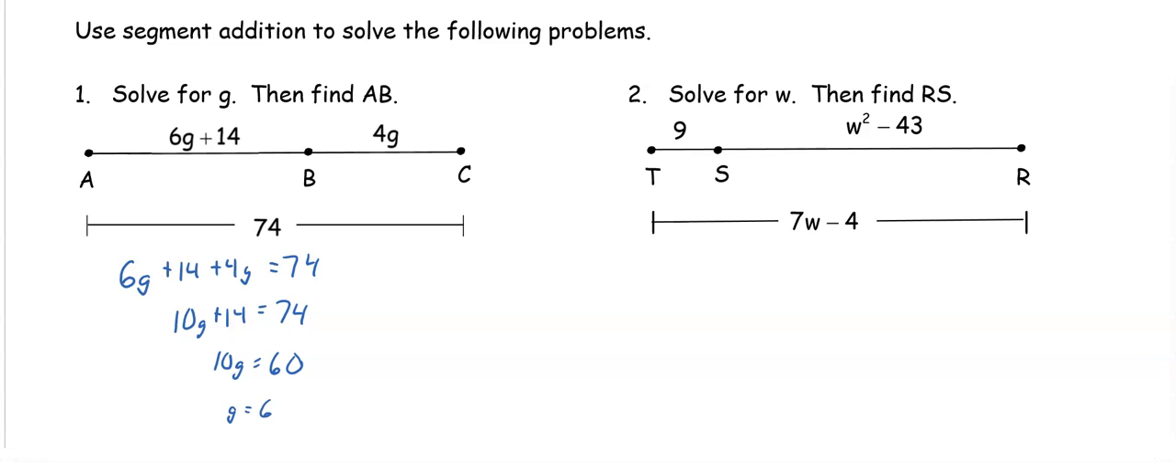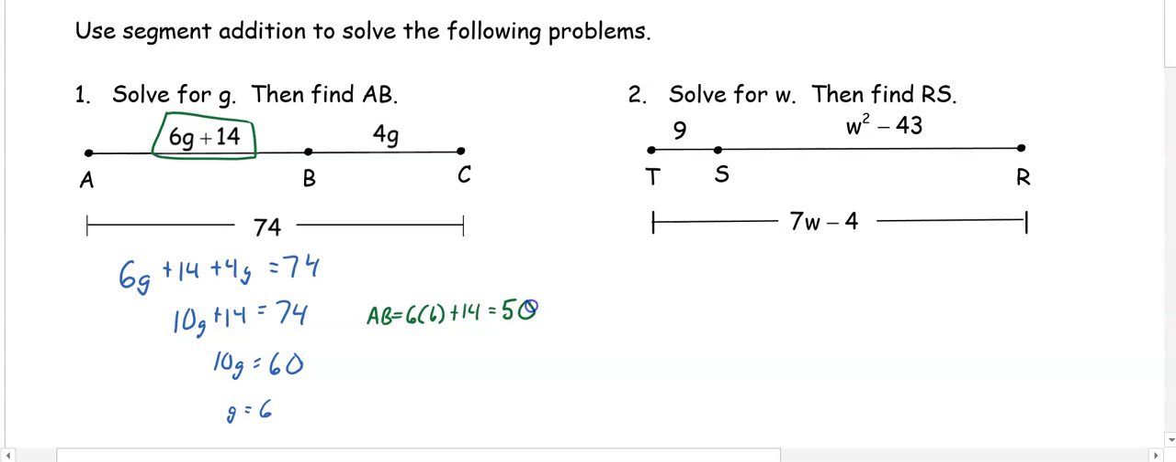Then we want to find AB. To find AB, 6G plus 14 is representing AB. So we're going to substitute 6 in for G. So 6 times 6 plus 14. 6 times 6 is 36, plus 14 will get us a length of 50.